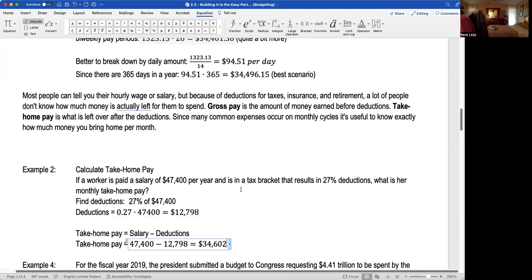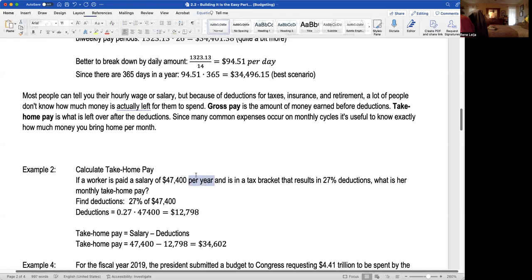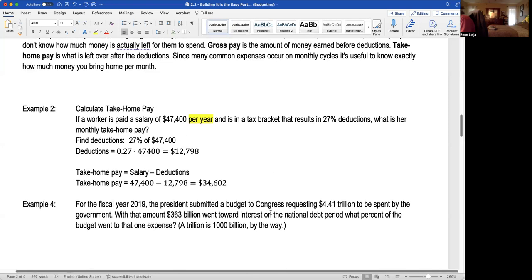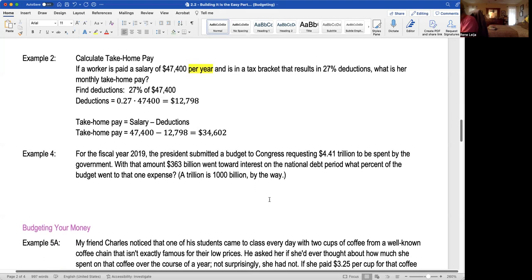Okay, so this phrase is important. So I don't want you to think this is how much she's bringing home every month. That would be great. But this is what she would be bringing home every year. Okay, so it's her salary minus the deductions. And the way you find the deductions is you take the percentage of your salary.